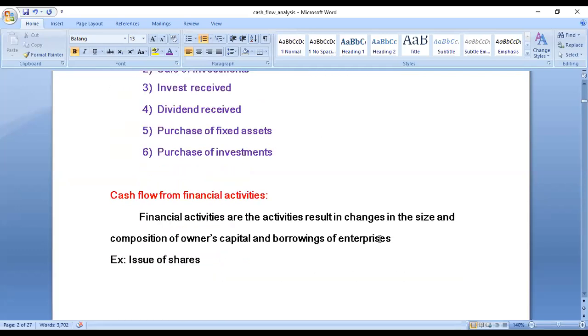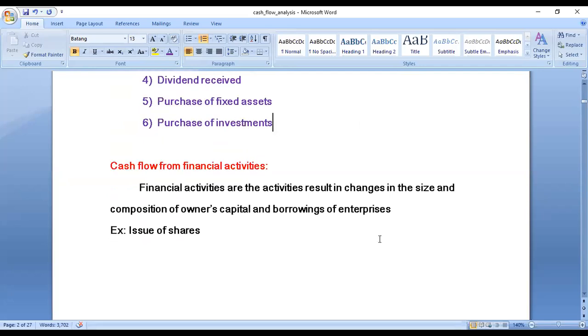After that, cash flow from financing activities. Financing activities are the activities resulting in changes in the size and composition of owners' capital and borrowings of the enterprise.